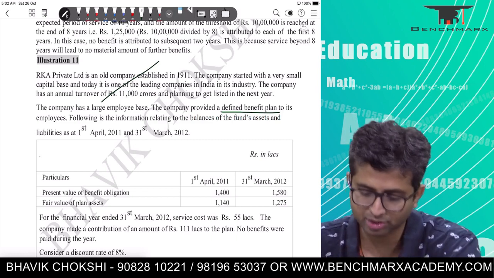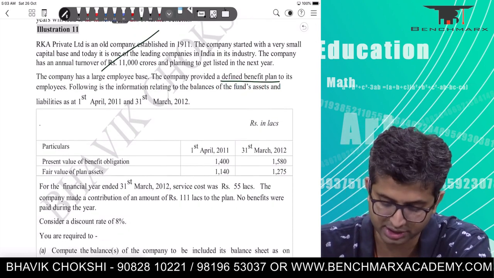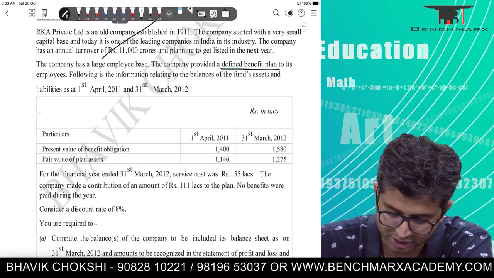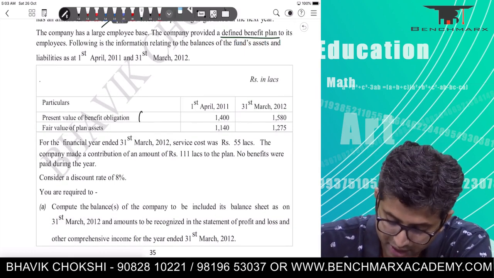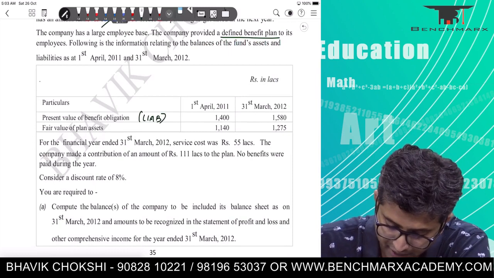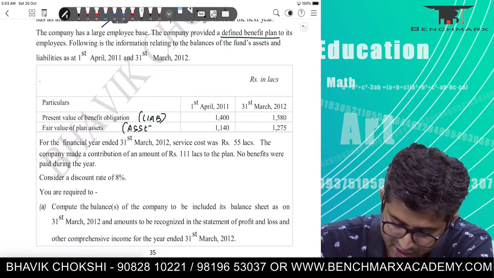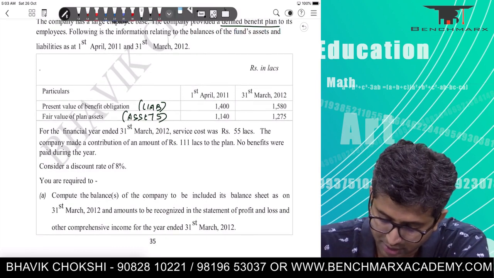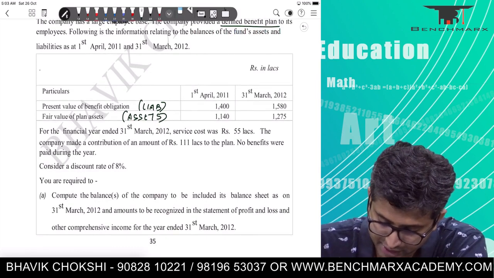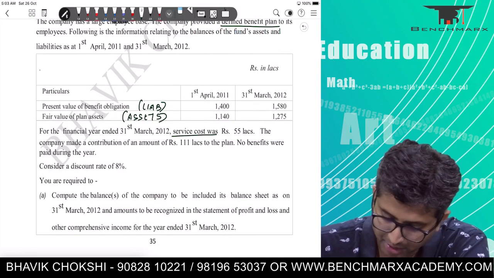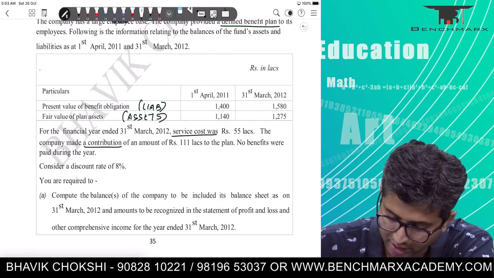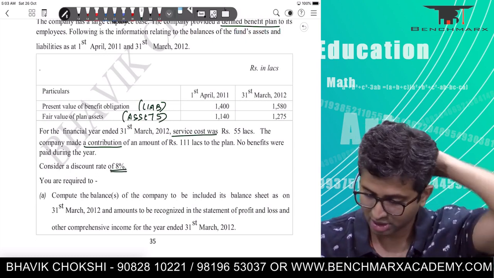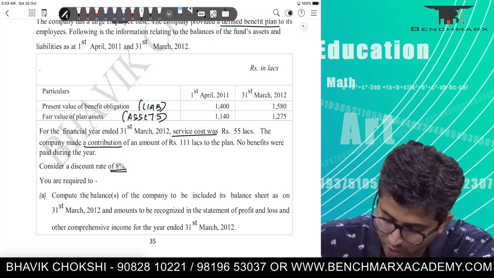The following is the information relating to the balance of the fund's assets and liabilities as at 1st April 11 and 31st March 12. So the present value of obligation, this would be the liability, and fair value of plan assets, this would be the assets. For the financial year ended 31st March 12, the current service cost was 55 lakhs. And the company made a contribution amount of 111 lakhs to the plan. No benefits were paid. Consider a discount rate of 8%. You are required to compute the balance to be included in the balance sheet.